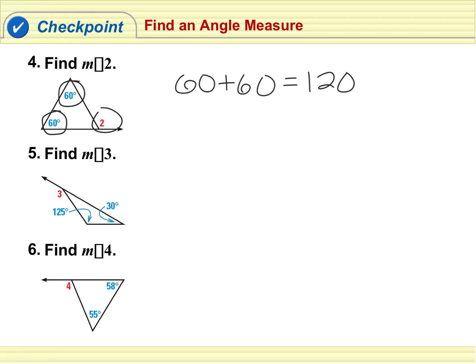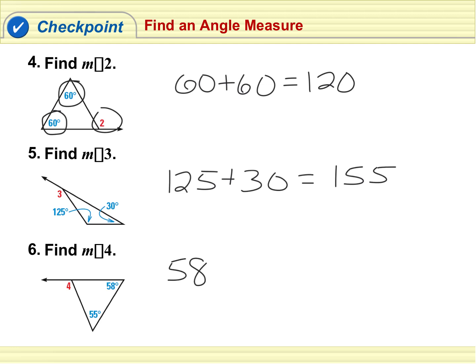So how would you do number 5? 125 plus 30 is 155. Last one, how do we find number 6? 58 plus 55? That's 100... actually 113, no, 103.